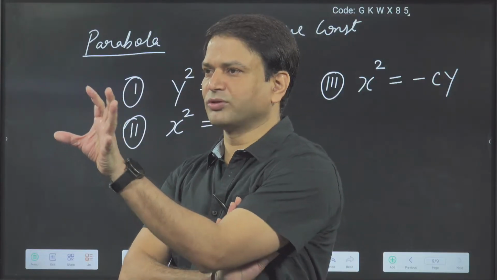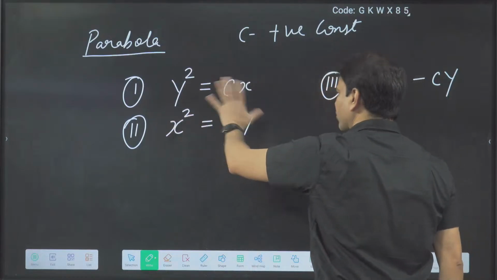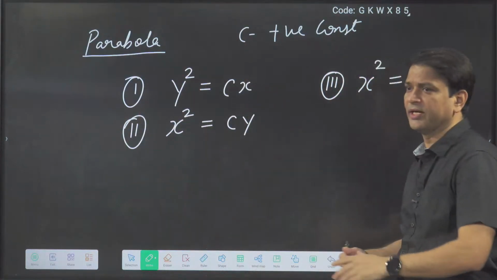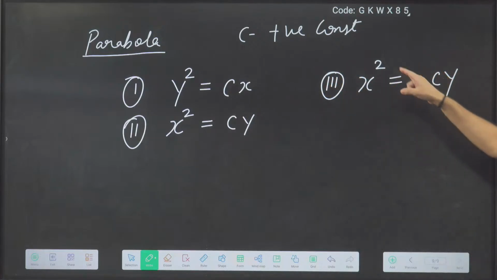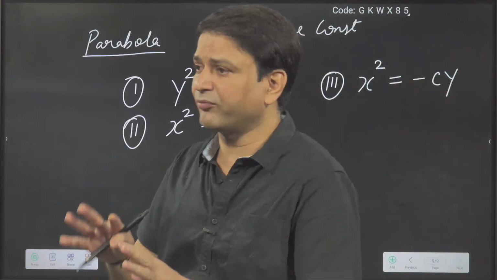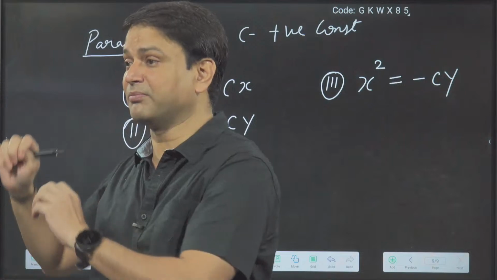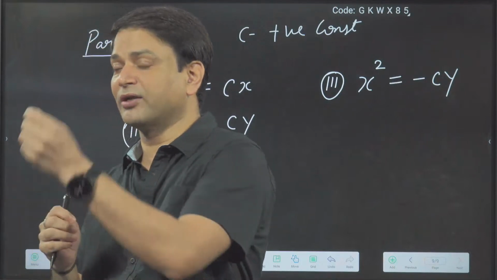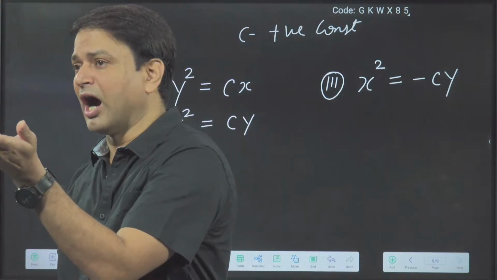Suppose this equation, no confusion: y square is equal to cx, x square is equal to cy. These two are equations of a parabola. This is also the equation of a parabola, because the x power is 2 and the y power is 1. But sometimes in the exam we become intelligent. In a whole year we are not using the mind, but in the exam we start using the mind. Then somebody will think, sir, the left hand side is x square, the right hand side is negative. How is it possible?